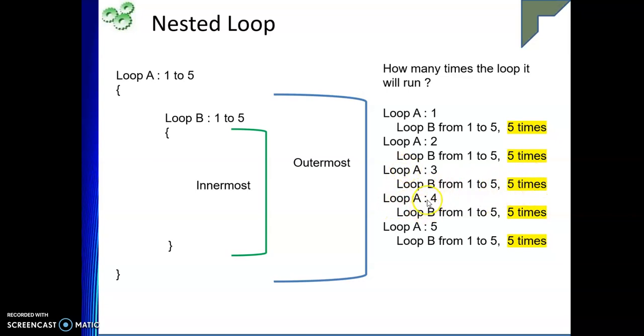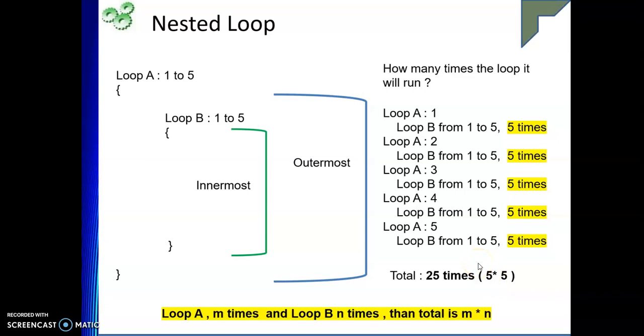Then it comes to the fourth iteration of loop A, and again loop B will go for 5 times. Again, loop A, the fifth iteration, and loop B starts from it. So if you see, loop B is executing 5 times each time. If you add it up, 5 plus 5 plus 5 plus 5 plus 5 is equal to 25. That is what we get, right? Yes. And this 25 is nothing but the 5 times loop B goes, multiplied by the 5 times loop A goes, that is 5 into 5, right?